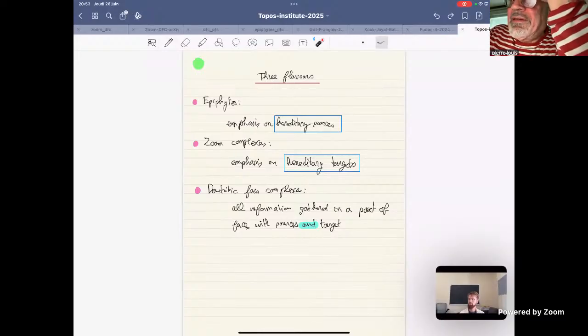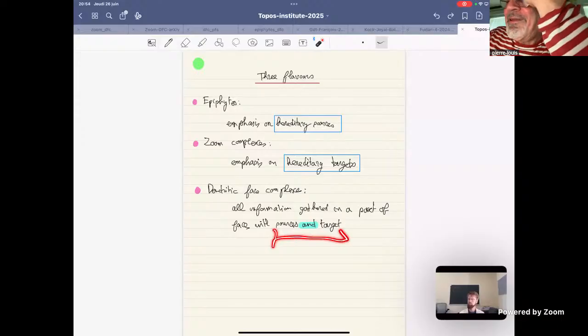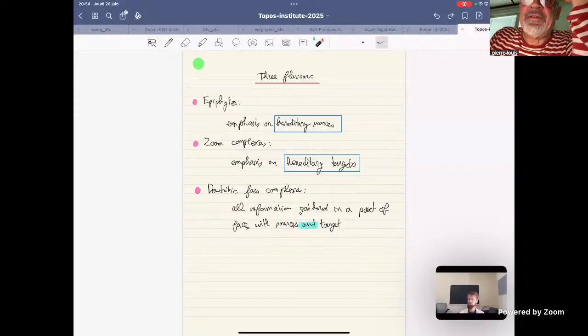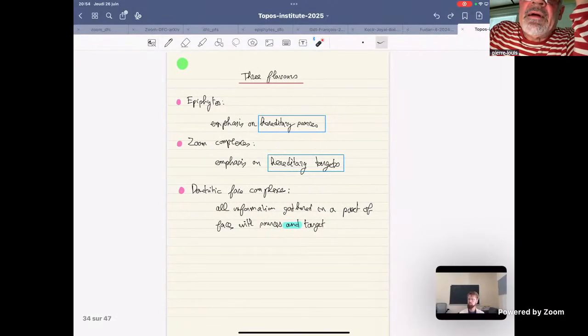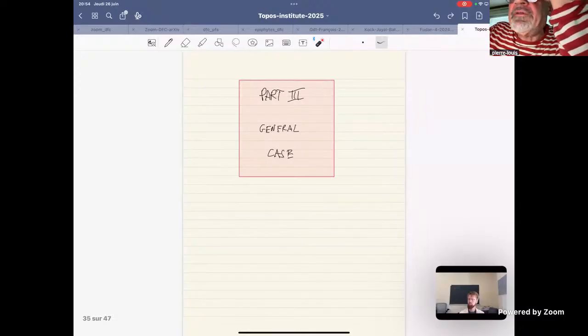Okay, so now to summarize, we have 3 flavors. One which emphasizes only sources, that's epiphytes. One that emphasizes hereditary targets, that's zoom complexes, and dendritic phase complexes that are somehow agnostic, and they deal with both sources and targets.